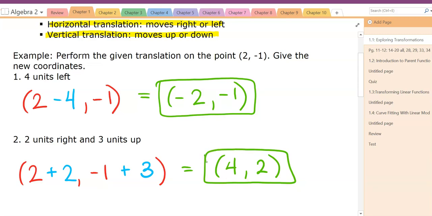To summarize that, if you know that it's moving left or right, you affect the x coordinate. Up or down, you affect the y coordinate. If you're going to the left or if you're going down, that's when you have to subtract the numbers, because you're going towards the negative side. Left is negative on the number line. Down would be negative on that y-axis. If you're going to the right, or if you're going up, you're going to add your number to your coordinate.